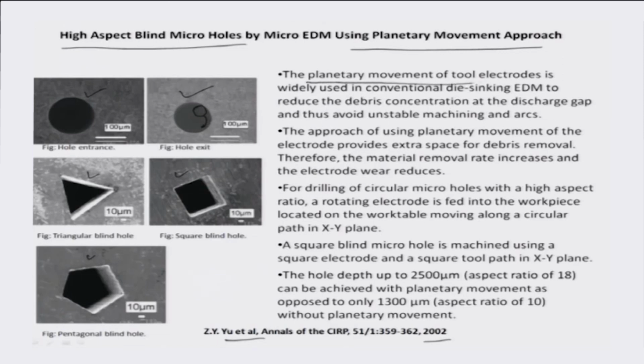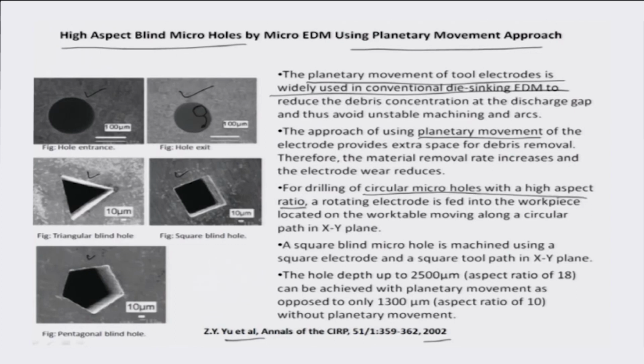So the planetary movement of the tool electrode is widely used in the conventional die sinking EDM process, and one of the reasons why it is used is to give a sufficient gap for debris removal, so the machining is always stable because of non-accumulation of the debris at any part of the machining zone. So particularly in cylindrical or circular cases, you can really follow this planetary motion, and with this you can drill circular micro holes with high aspect ratio.